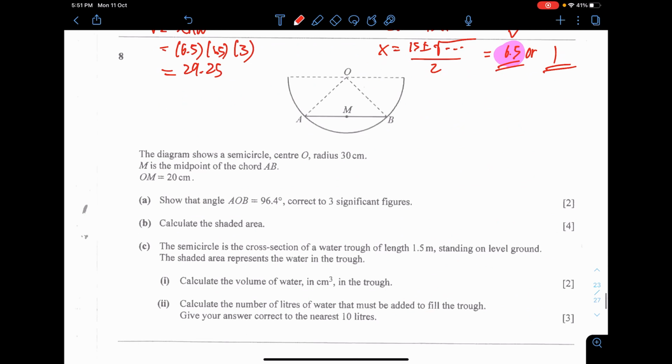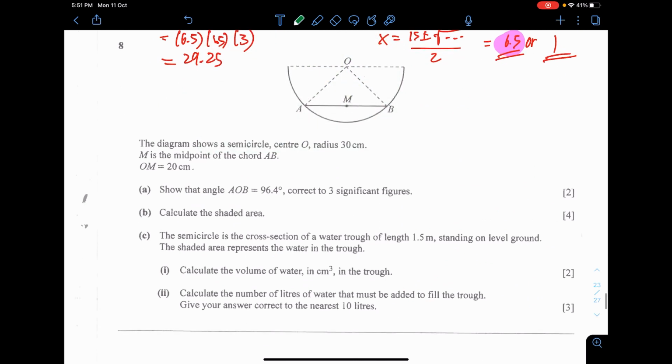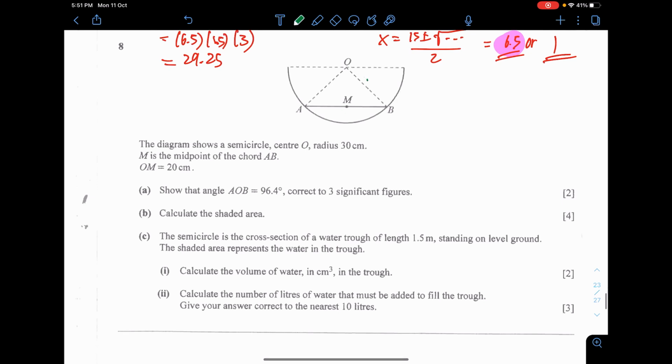Next question. Okay, I ruined the next question by writing too much from question 7. The diagram shows a semicircle at the center of O. The radius is 30. So you have 30 here, here, here, and here. Okay, I use pencil, guys. Remember, OM will be 20. Okay, so if I actually connect them all the way here, that will be 20 here and then 10 over here. I just put some extra.